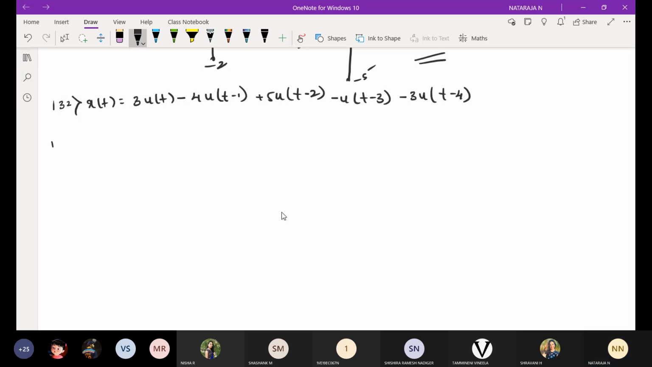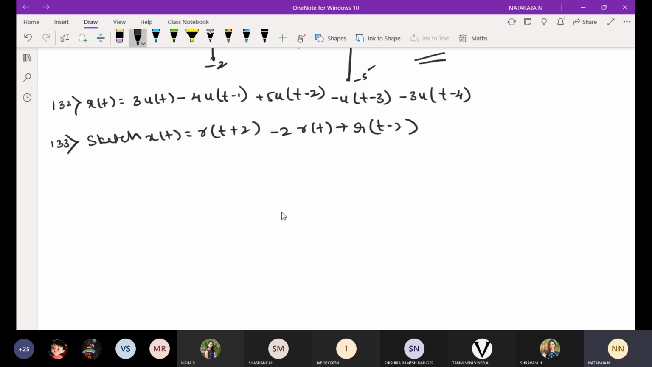Sketch x of t is equal to r of t plus 2 minus 2 r of t plus r of t minus 2. So far we discussed about u of t. Now we need to discuss about r of t. A little bit difference in this u of t and r of t. See here, I will consider first signal.